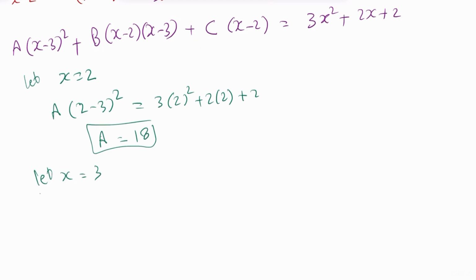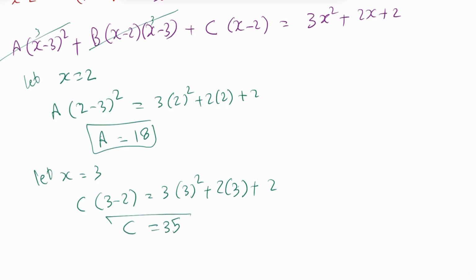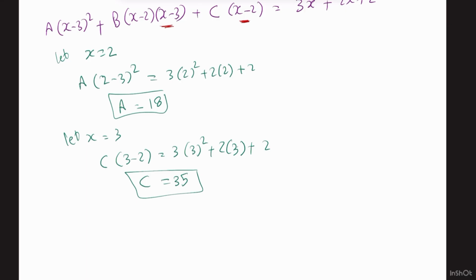After that, let's let x equal to 3. If you put here 3, this is gonna be 0, and this as well is gonna be 0. So we come up with the value of C as 3 minus 2 equal to 3 times 3 power 2 plus 2 multiplied by 3 plus 2, which means that the value of C equal to 35 after you simplify this equation. So we need another value of x to substitute and find the value of B.